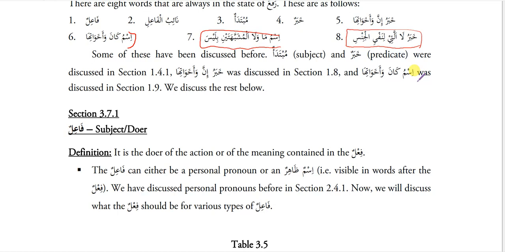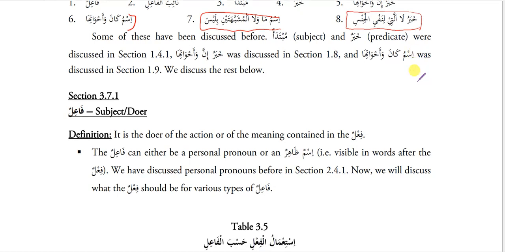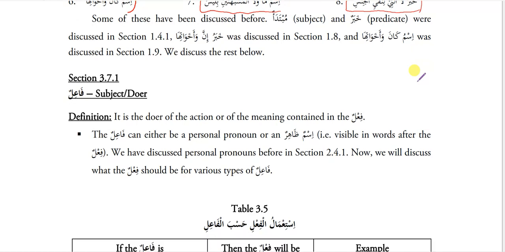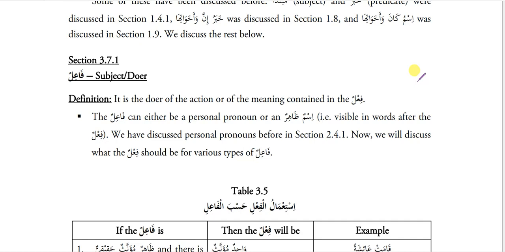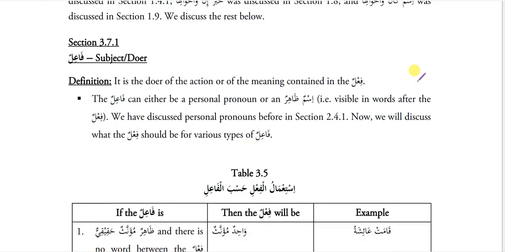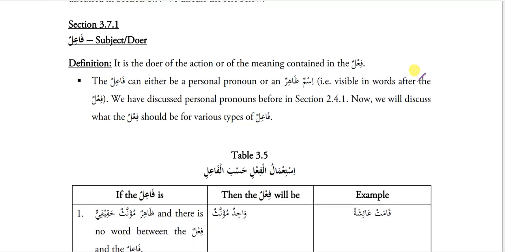Some of these had been discussed before, like mubtada khabar, khabaru inna wa akhwatiha, and ismu kana wa akhwatiha, which were discussed earlier. First is fa'il, subject or doer. Definition: it is the doer of the action or of something of the meaning contained in the fi'l.